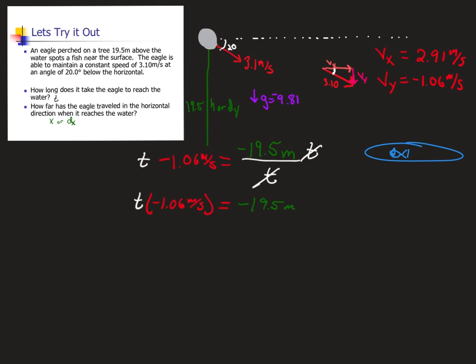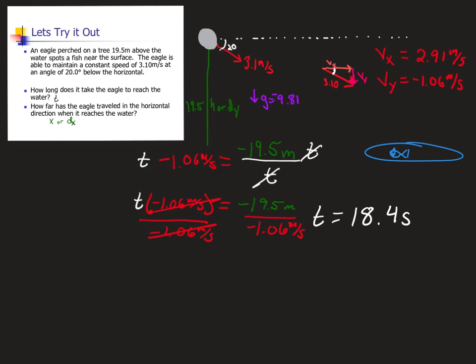Now solve for t, divide both sides by 1.06 meters per second, to give us a time of 18.4 seconds. How did you get the negative 1?